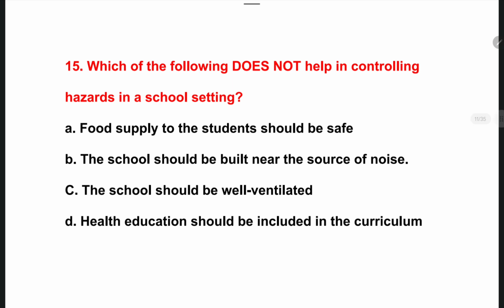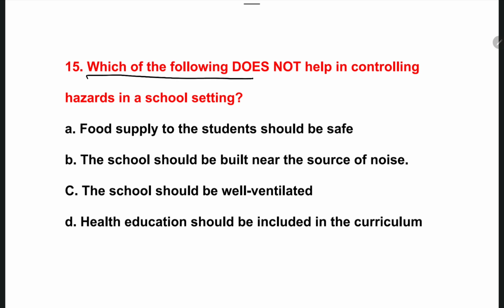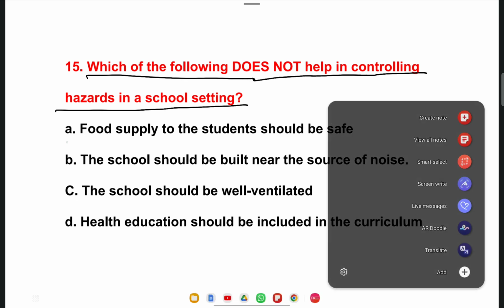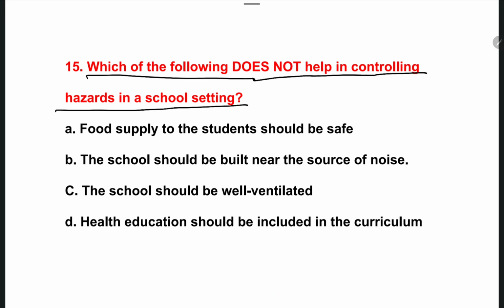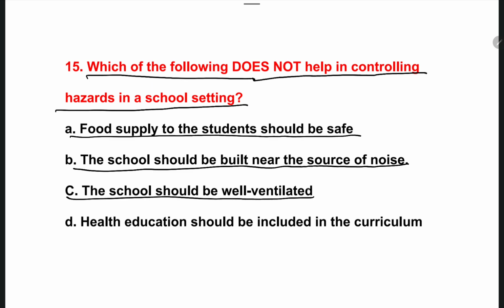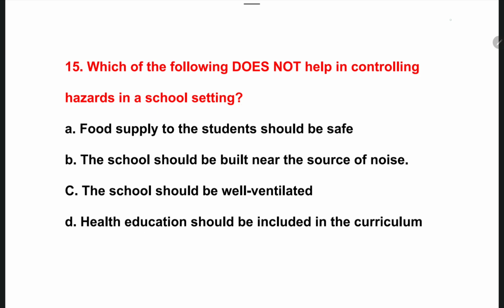The next one is: which of the following does not help in controlling hazards in school setting? Options are food supply to the students should be safe, the school should be built near source of noise, the school should be well ventilated, health education should be included in the curriculum. So the right one is option B.